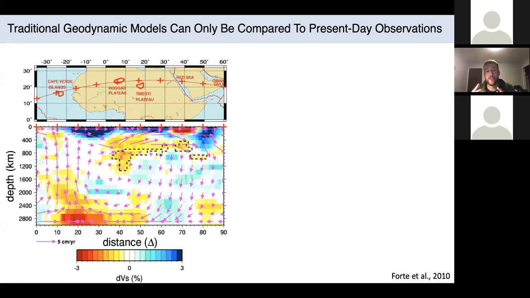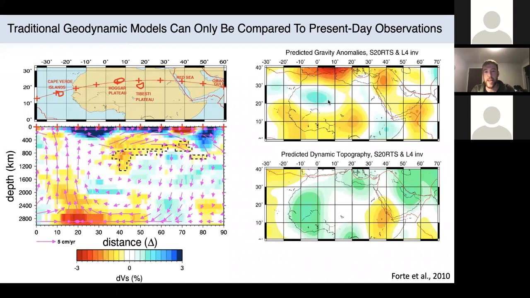And this is very interesting, I think, for geodynamic modelers, because generally when you generate a geodynamic model, you can only compare to present day observations. So for example, if you use tomography to generate your model, you can then compare to things like gravity anomalies at the present day or dynamic topography at the present day. But if you were to make a geodynamic model of the past, say of the Siberian traps, you would have very little data to compare the output of your model to.